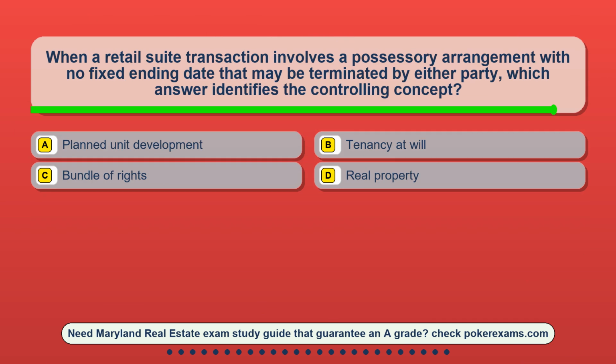Question 14. When a retail suite transaction involves a possessory arrangement with no fixed ending date that may be terminated by either party, which answer identifies the controlling concept? Option A, planned unit development. Option B, tenancy at will. Option C, bundle of rights. Option D, real property.